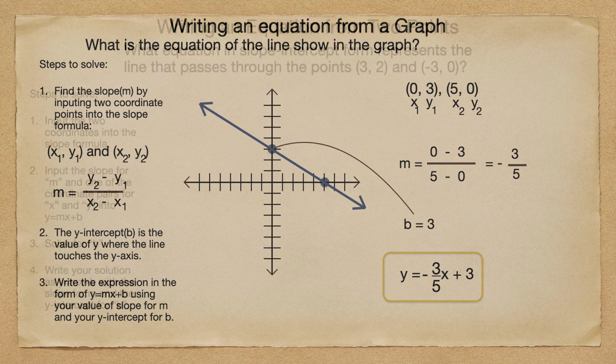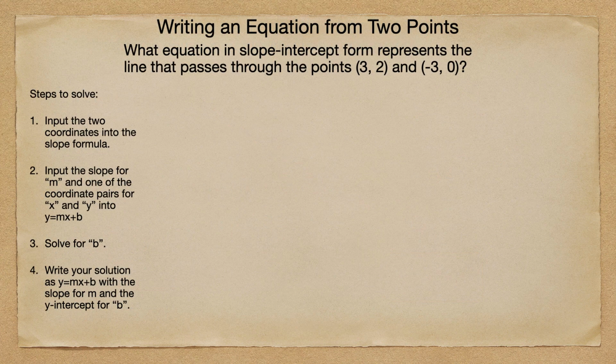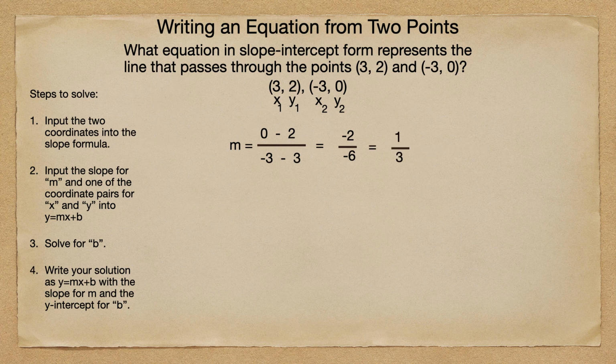Let's look at writing an equation when using 2 points. For the 2 coordinate pairs, 3, 2, and negative 3, 0, we're going to input the 2 coordinates into the slope formula. We're left with 0 minus 2 over negative 3 minus 3. This will simplify to becoming negative 2 over negative 6. This will simplify to become 1/3.